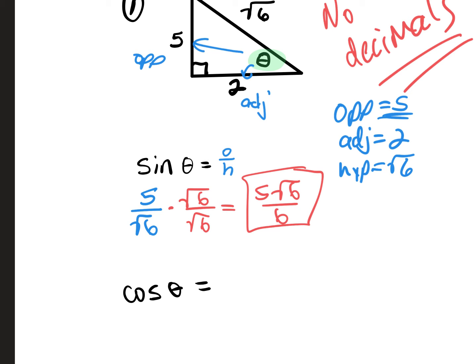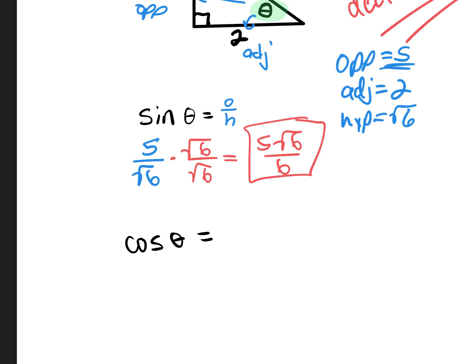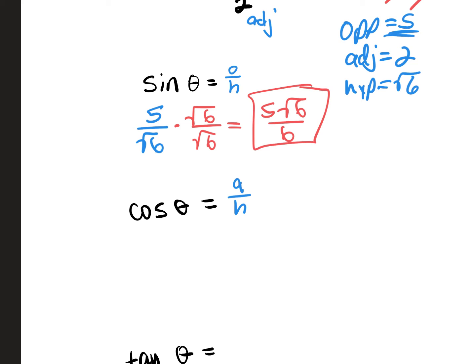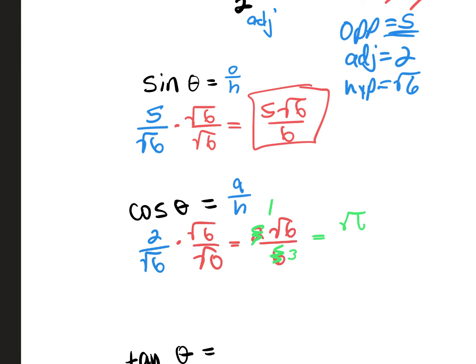Questions? All right. Cosine. Cosine is adjacent over hypotenuse. So it's what? 2 over the square root of 6. Can I leave the square root of 6? So I rationalize, and I get 2 root 6 over 6. Do I leave it like that? Nope. What can I simplify? This becomes 1, and this becomes 3. So I have square root of 6 over 3. You can leave it as 1 square root of 6 if you want to.